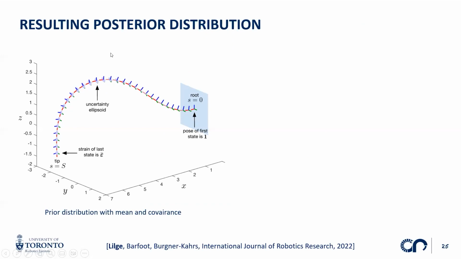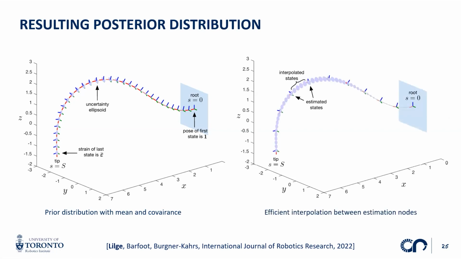So after this optimization, I obtain my most likely robot state, which is the mean of the resulting posterior distribution. And I can also compute the uncertainties of each of those nodes along the arc length. Another very nice feature of this state estimation method is that I can only estimate my state at very sparse discrete nodes, and then afterwards use Lie algebra to interpolate between these nodes to get intermediate states and also intermediate uncertainties.